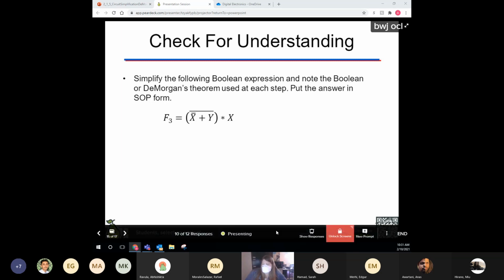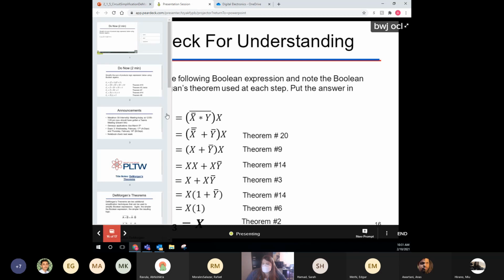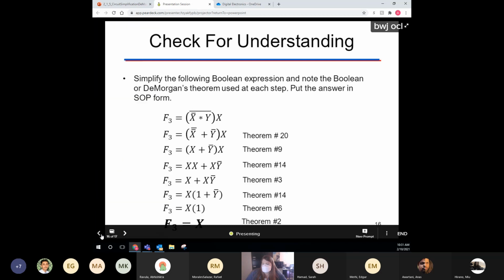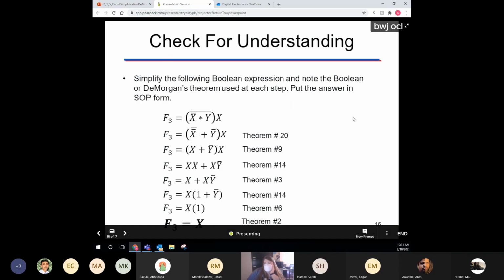Okay. Let's see how you guys did. So it looks like only 2 of you got it right. I think you just missed a few simplifications. So this one was really tricky. I'm just impressed that 2 of you got it right. It's really hard the first time you do it on your own, so let's go over it together.